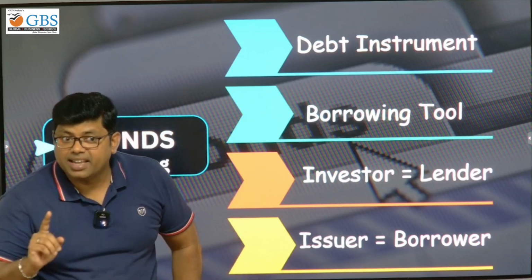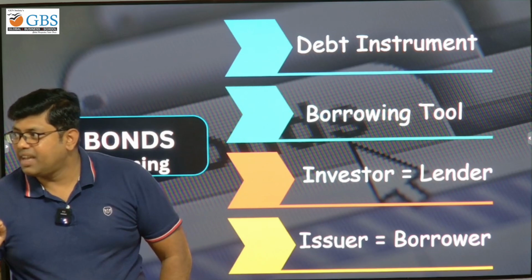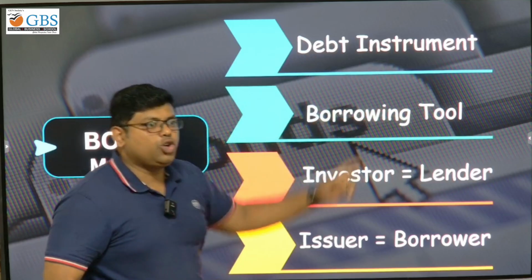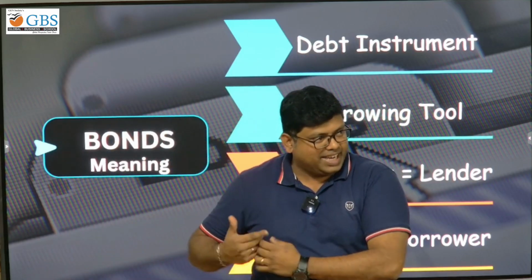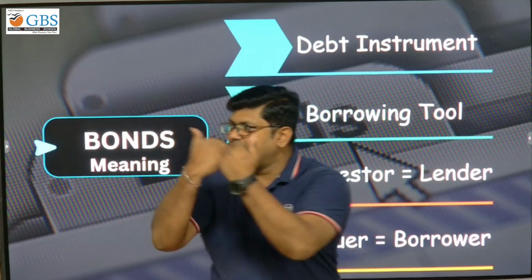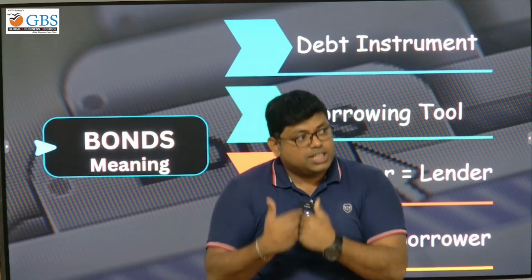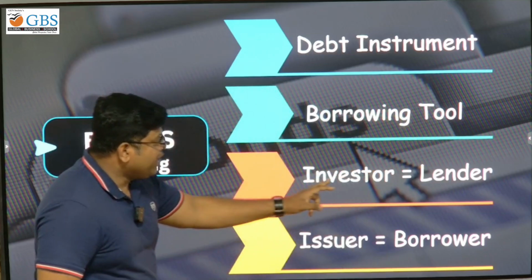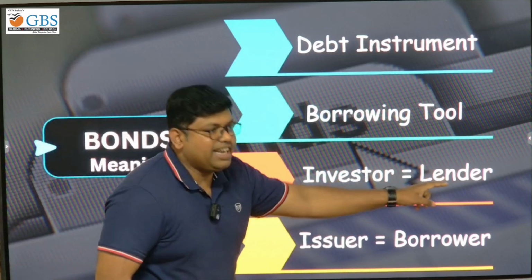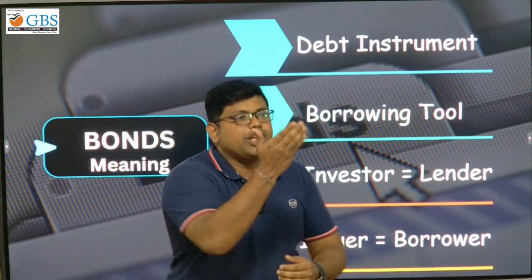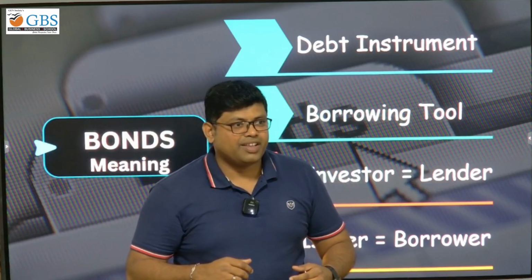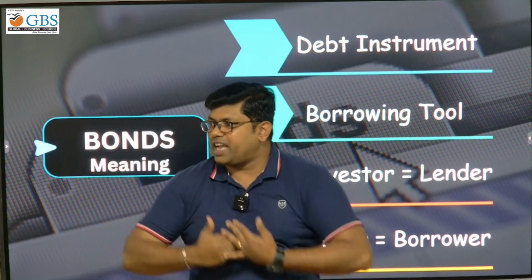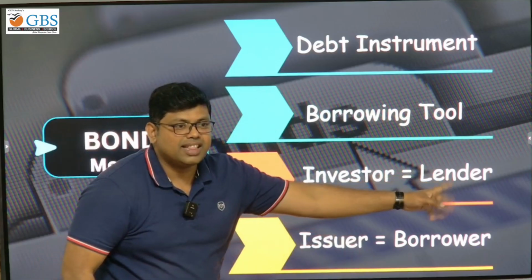Debt. Pronunciation: debt. What is this? Debt instrument. Borrowing tool. For me, for a company, it is a borrowing. I am taking a loan. It is a tool which enables me to borrow from you. That's why it is called a borrowing tool. Third, investors, which are lenders. In our example, you are investors, which is equal to you are lending money. You are giving a loan, I am taking a loan. That's why investor is equal to lender.